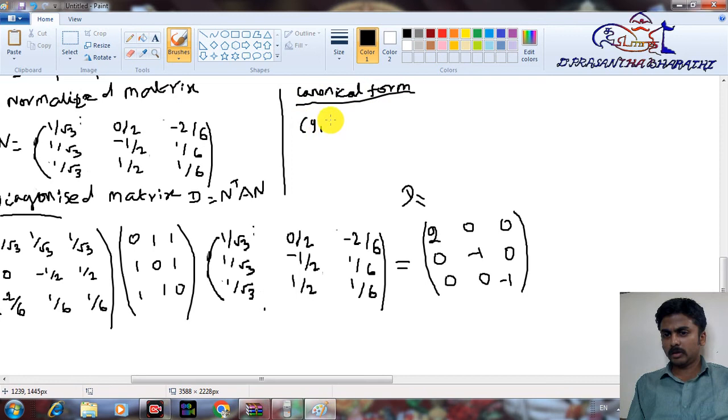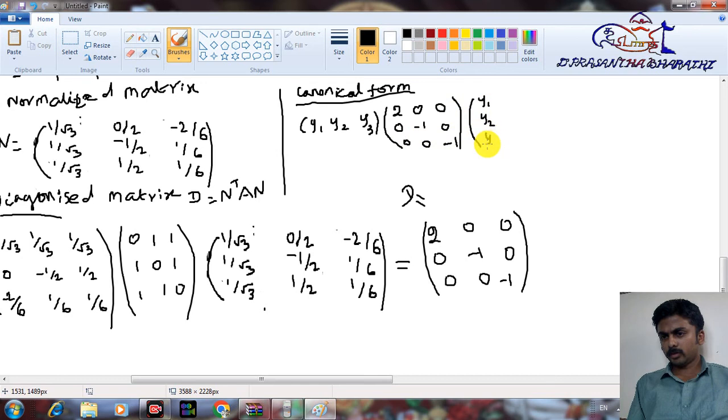y1, y2 and y3 into this D. So you can keep the formula in mind: y1 y2 y3 in a row, into D, into y1 y2 y3 in a column. So D is 2 0 0, 0 minus 1 0 and 0 0 minus 1, into y1, y2, y3.